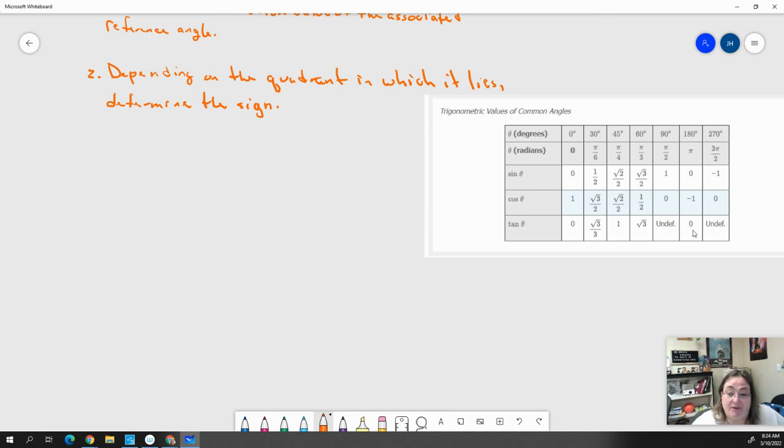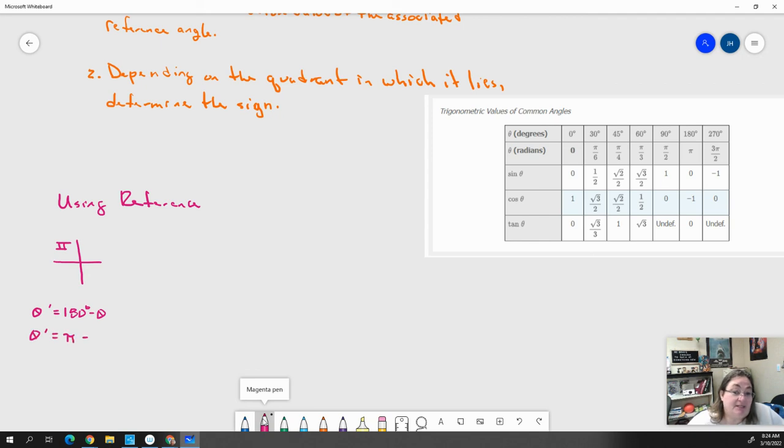So if we need to evaluate reference angles, which is the whole point of what we're doing, we want to start using them. We learned how to find them the other day. If you remember, if something fell in quadrant 1, it just was what it was. But if it fell in quadrant 2, we would go with theta prime equals 180 minus theta, or theta prime equals pi minus theta, depending on whether we were working in radians or degrees.